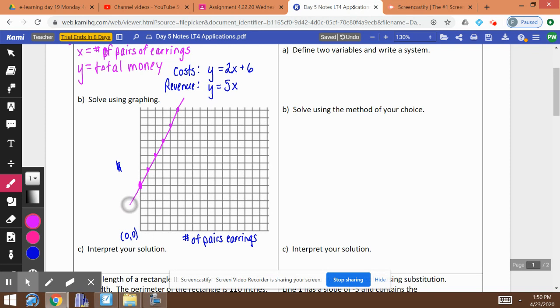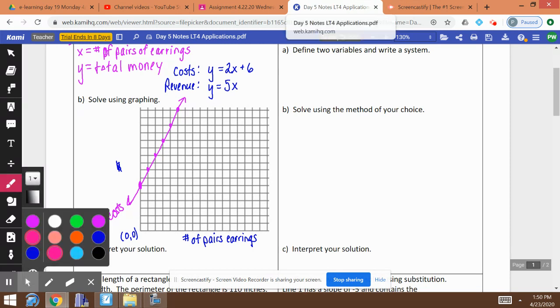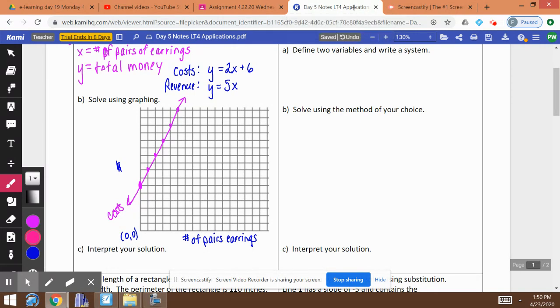So this line, again, is her costs. That is how much money she has to spend. And again, her costs are going to keep increasing because as she makes more earrings, she's going to have to buy more materials. Now, her revenue starts off at 0 here.